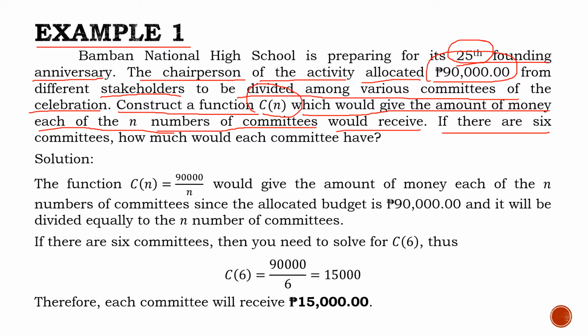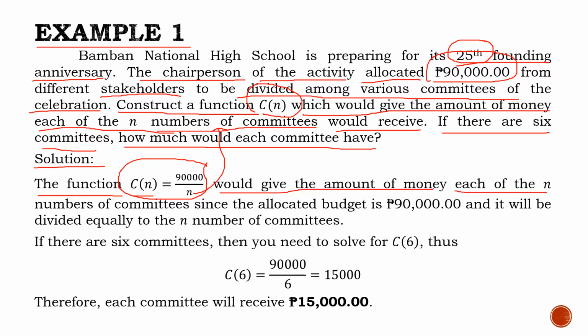So if there are six committees involved, how much would each committee have? The question now is how much these committees will receive. We're going to look for a function that will represent the amount of money that each committee will receive from the allocation of 90,000 pesos. So your solution now, the function C of n is equal to 90,000 over n, where n is the number of committees, would give the amount of money each committee would receive, since the allocated budget is 90,000 pesos and it will be divided equally.